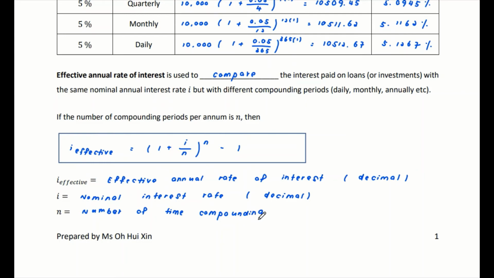Okay, so I think this is very straightforward and we are just going to look at one simple example to apply the formula here, and from there, I hope that you can understand why are we doing this, and also how are you going to compare by using this effective annual rate of interest.